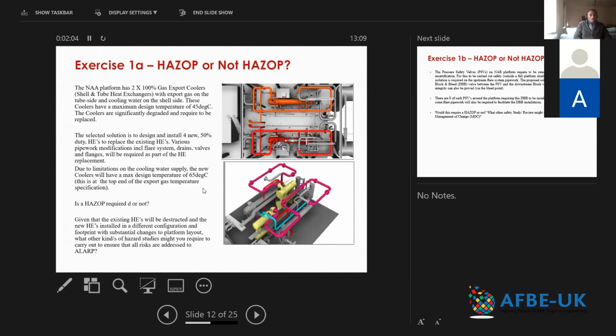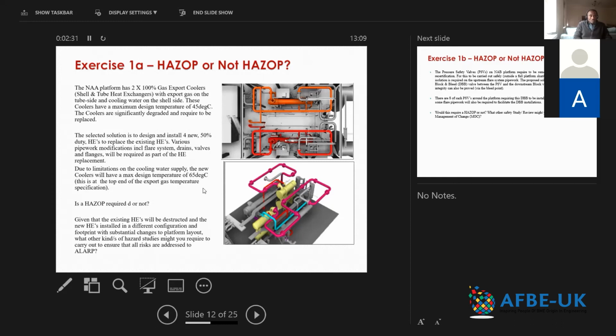So we are going to have to design a system that can take higher temperatures. Basically, that's what that's saying. So the temperature has increased to 65 degrees C, and this temperature is at the top range of the export gas temperature specification. So we are hitting the top of our design range. Question is, do we need to do a HAZOP for this or not?